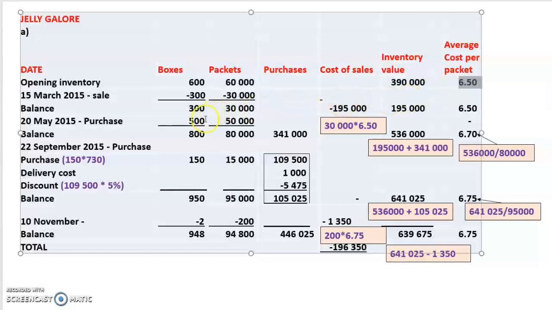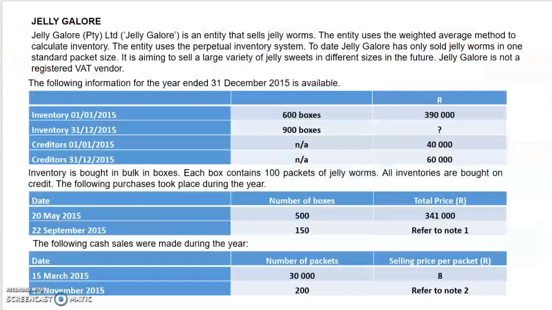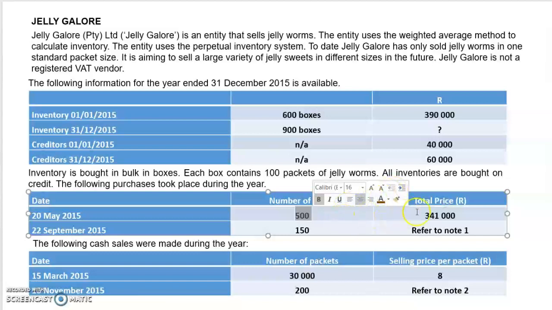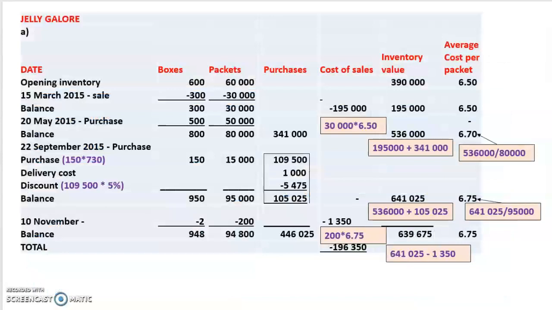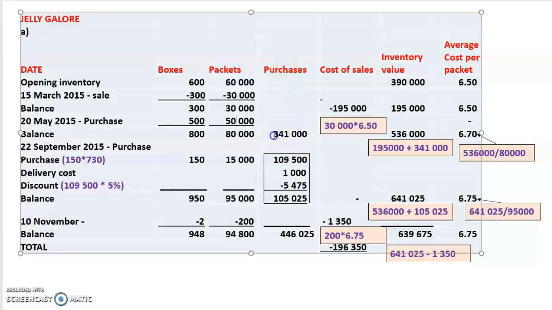Good. Now, the next transaction took place on the 20th of May. On the 20th of May, we purchased 500 boxes, i.e. 50,000 packets, and the total price was 341,000 Rand. So we purchased 50,000 packets, the purchase price was 341,000 Rand. What was the total number of packets available to sell after this purchase transaction? We had 30,000, we bought 50,000, so we now had 80,000 packets available to sell.